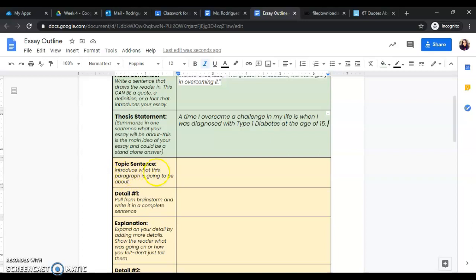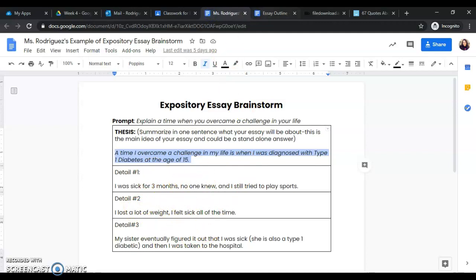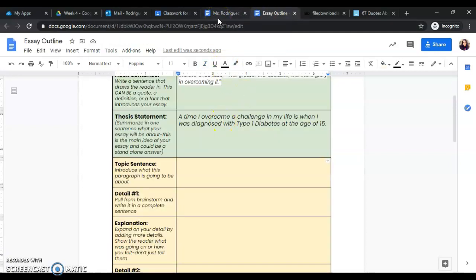Topic sentence wants you to introduce what this paragraph is going to be about. This, again, doesn't have to be perfect. It doesn't have to be fleshed out. So my topic sentence, if I go back to my brainstorm, I'm going to be talking about my struggles. And so I'm just going to say, there were many struggles I faced before, after, and during my diagnosis, even leading up to today.